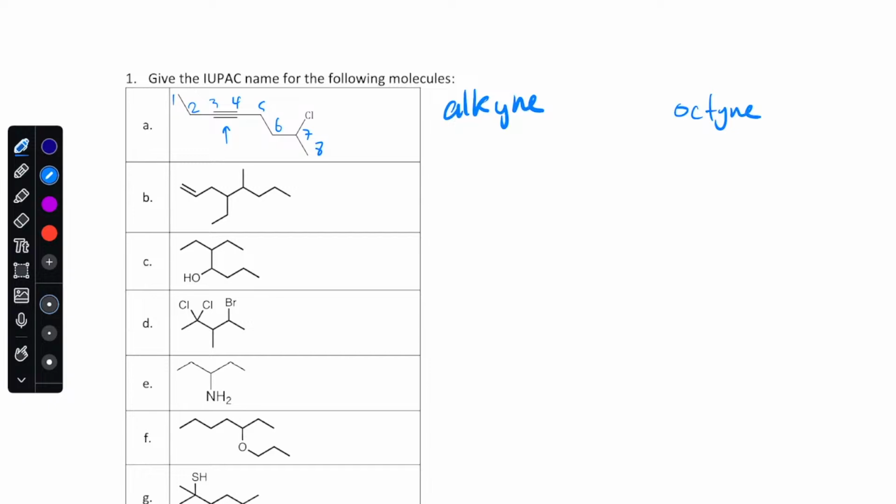And then you have to look and see what else is attached to the chain besides the octyne. And we see on carbon 7, there's a chlorine. So this would be 7-chloro-octyne. And we numbered it the way we did because we want to give the lowest possible number to the carbon-carbon triple bond.